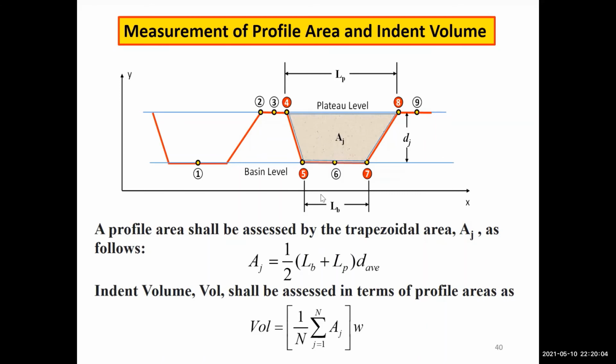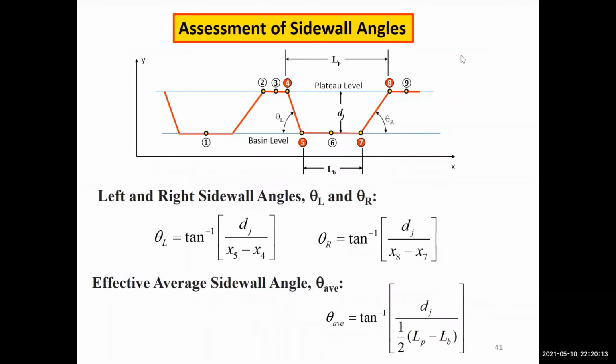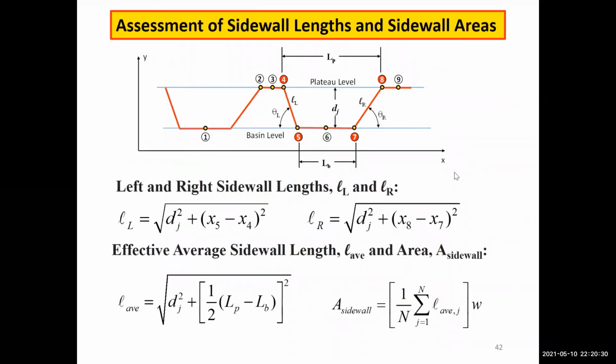So we can find the profile area from multiple profile areas. We average those, multiply by the width, and we can get an estimate of the volume. Sidewall angles, we can measure either the left or the right-handed. Left and right is kind of arbitrary here, or we can define an effective average, which we're still investigating. But these angles are subject to a lot more uncertainty because the dimensions are quite small, the distances are small. And likewise, the sidewall lengths are also a little more difficult to measure.